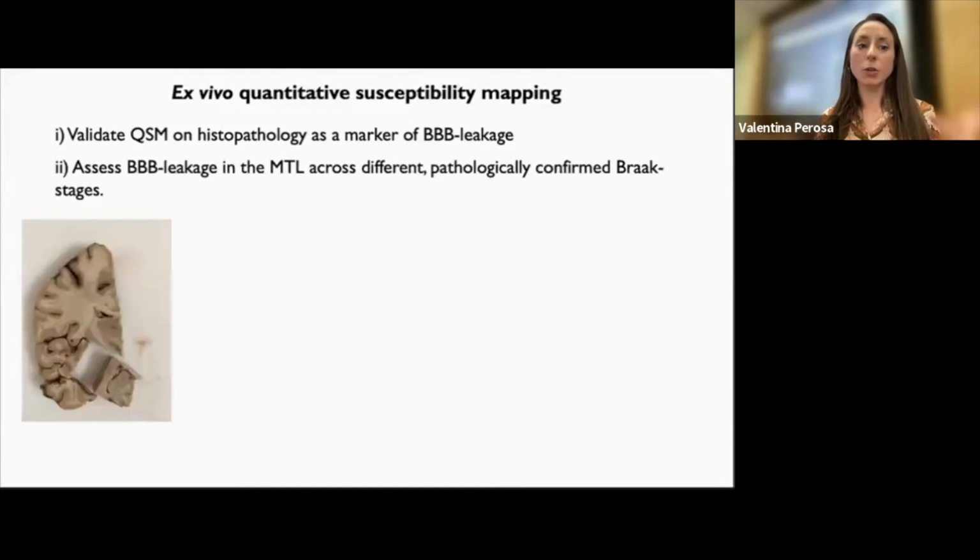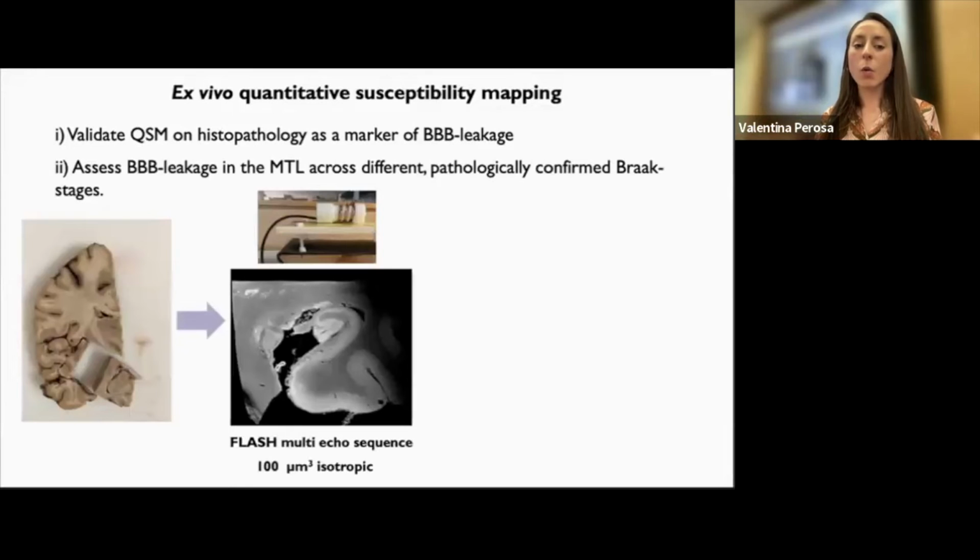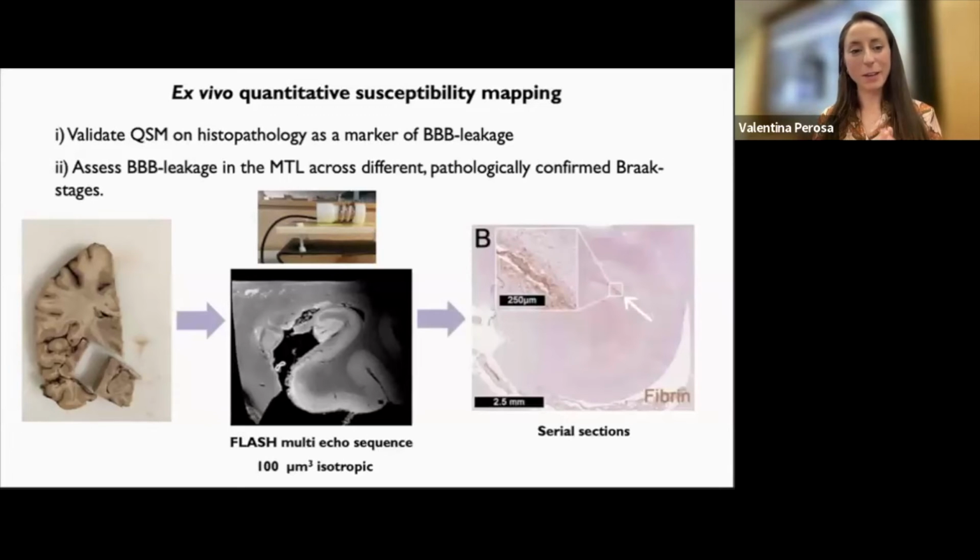So what we do is to cut a block from the medial temporal lobe from formalin fixed brains, and then we put it in a little Falcon tube, and we use Fluorinert, which is a viscous liquid that avoids the presence of bubbles, and then scan these samples using a custom-made solenoid coil at 7 Tesla MRI. And this allows us to have a very high resolution of about 100 micrometers isotropic, which is nice. Very beautiful images.